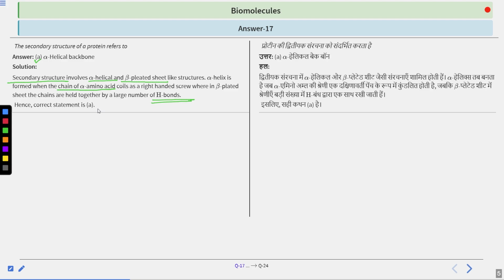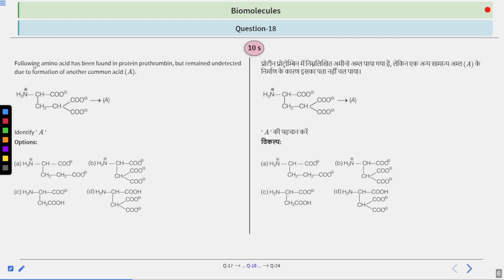Moving to our next question. The following amino acid has been found in the protein prothrombin, but remained undetected due to the formation of another common acid A. So we have been given an amino acid found in the protein prothrombin, but it is not noticed as it remains undetected due to the formation of another common acid named A. We have to identify A.